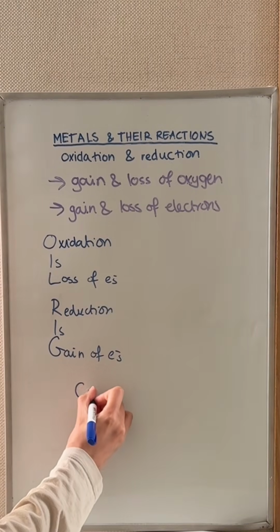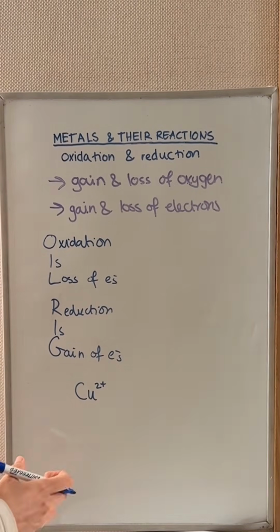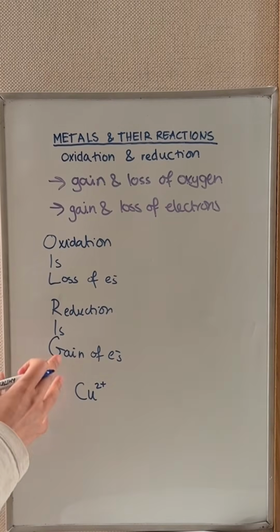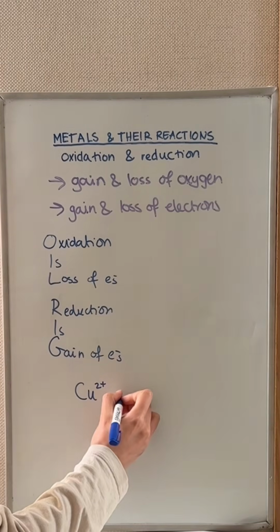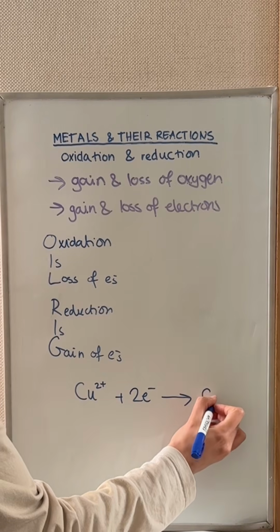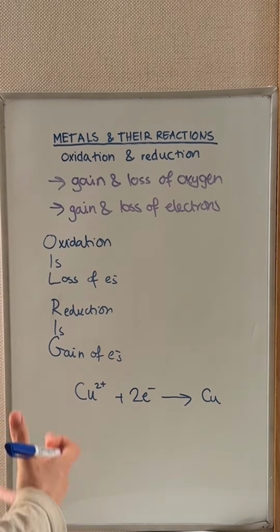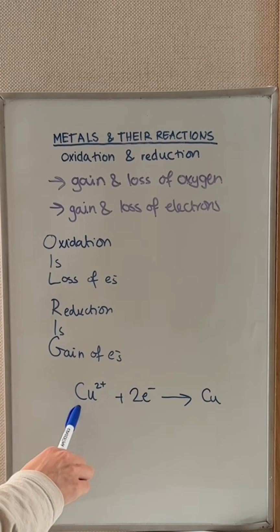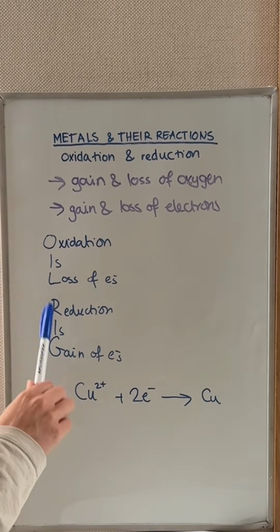So I'm going to start off with copper. Let's say my copper reactant was just a Cu2+ ion, and I added 2 electrons to it to form my product, which is just copper metal itself. Let's figure out whether in this reaction you have reduction happening or oxidation happening.